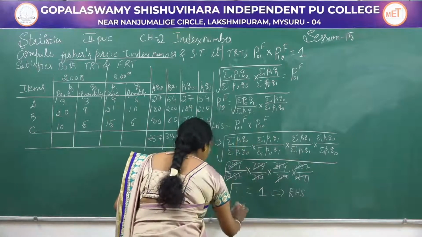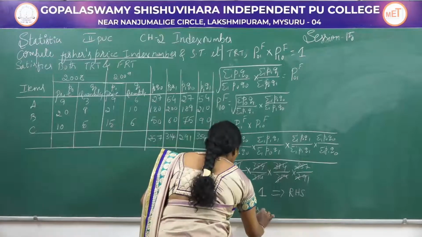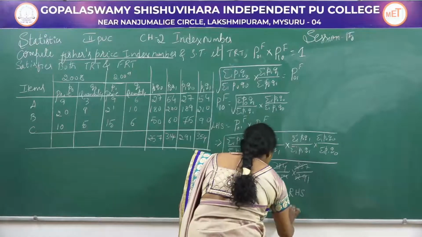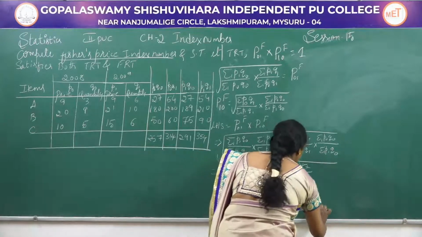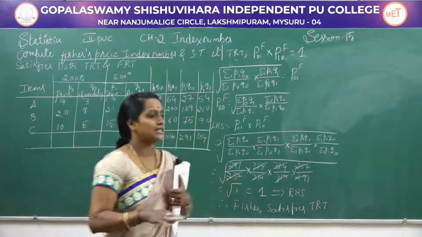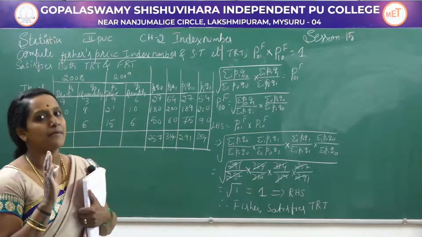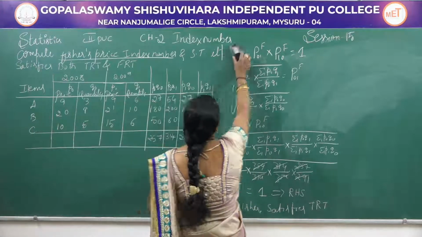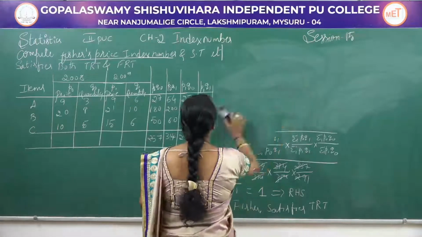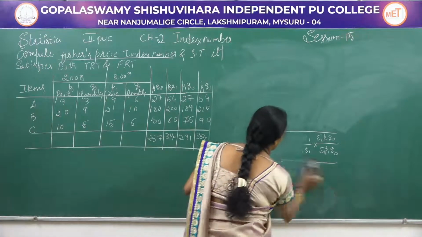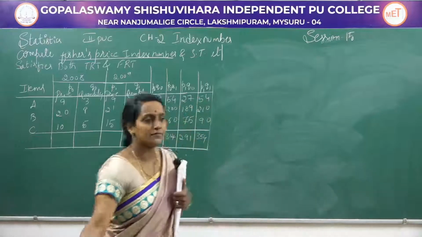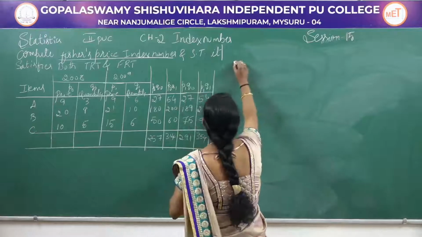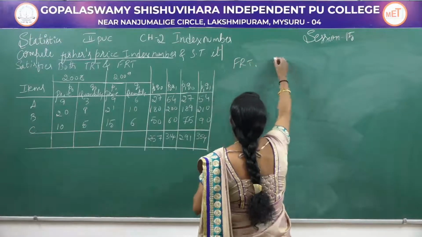So therefore Fisher's satisfies TRT, that is time reversal test. So that it satisfies the time reversal test. Next we have to show it satisfies the factor reversal test. For that first we have to write the condition. Condition for factor reversal test. It is FRT condition I am writing.